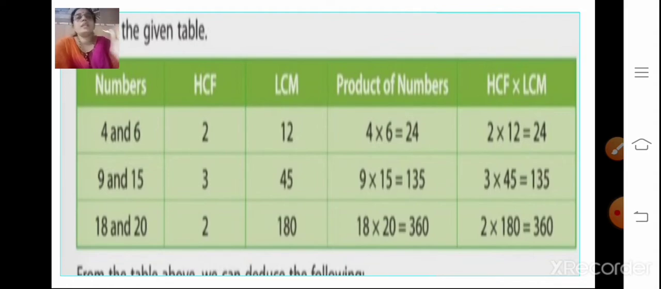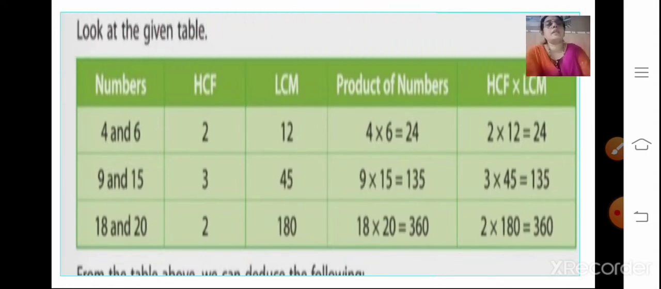Now just look at this table. Here two numbers are given, along with their HCF and LCM. Let us see the relation between the HCF and LCM. Let's see the first numbers, that is 4 and 6. The HCF of 4 and 6 is 2, whereas the LCM is 12.